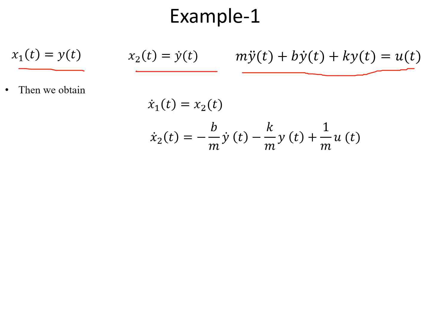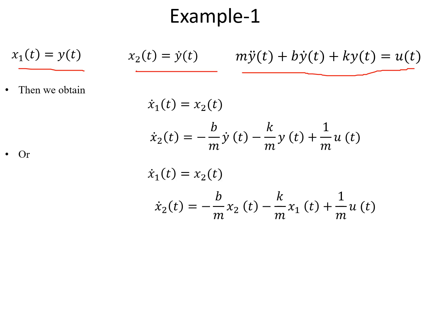Now if I represent the state equation for this, x1 dash of t is nothing but equal to x2, and x2 dash of t, by separating and rearranging the terms, we are going to get the value as minus B by m y dash of t, minus k by m y of t plus 1 by m u of t. So these two are our state equations, and x1 dash of t is equal to x2 of t. So this is our first equation, and this is our second equation, where we replace y dash of t with x2 and y of t with x1. So now the variables can be combined and written.